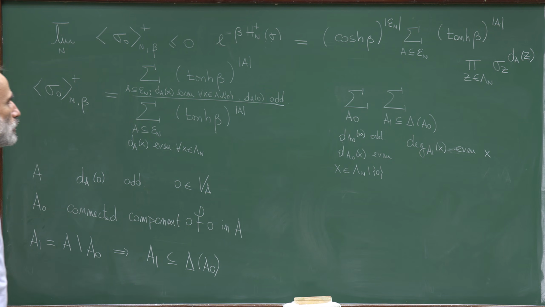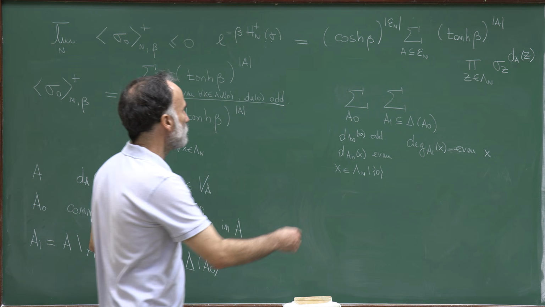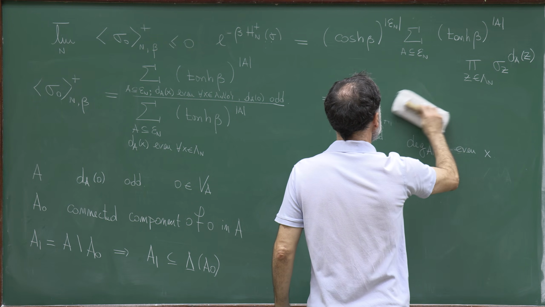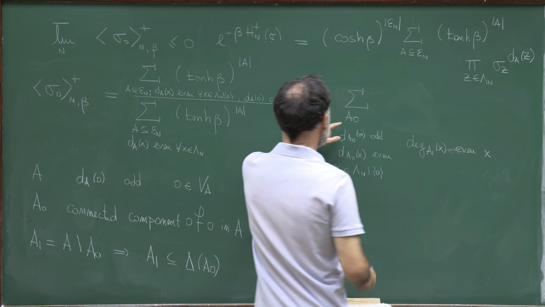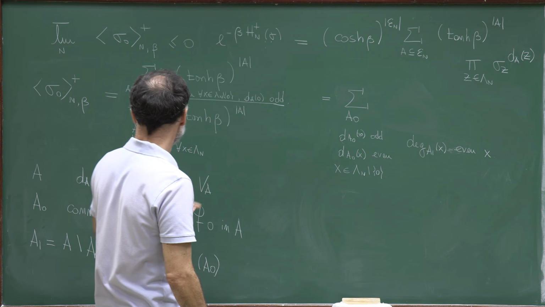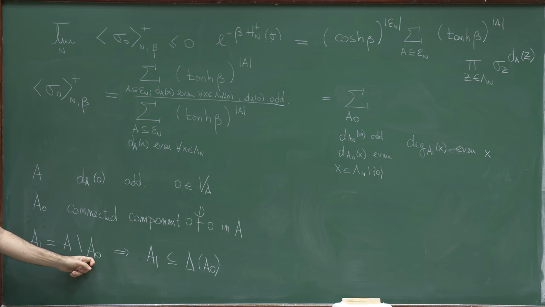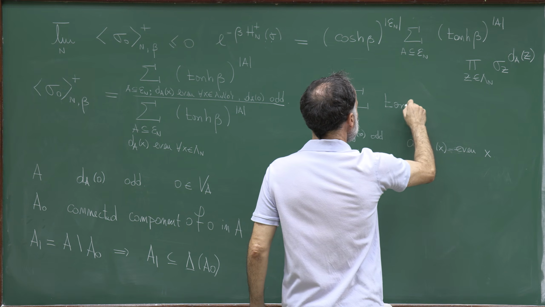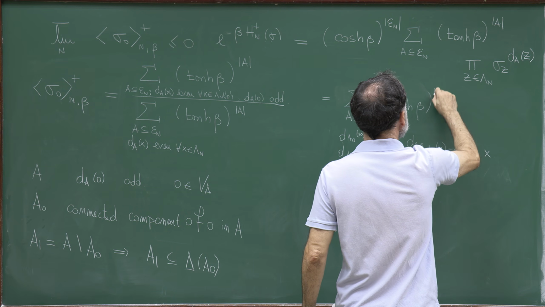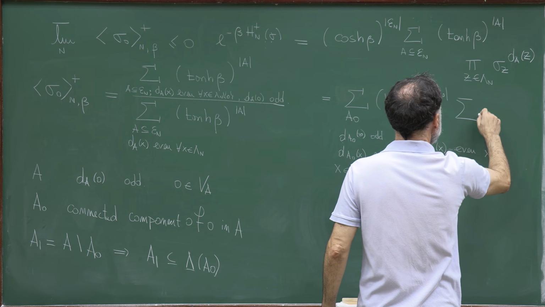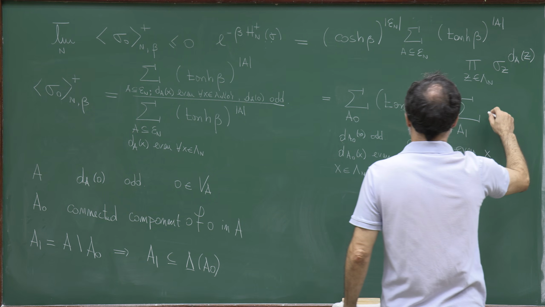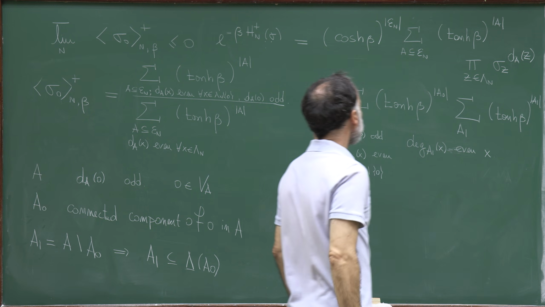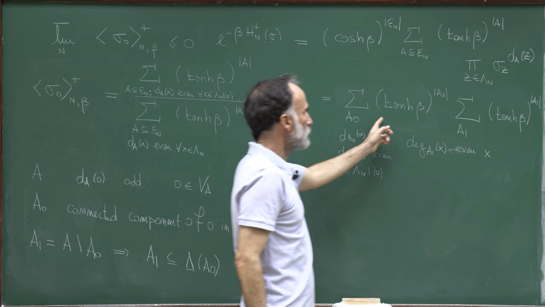So this sum in the numerator is equal to this sum, and I can arrange it. Since A is equal to A1 union A0, the number of edges in A is just the number of edges in A0 plus the number of edges in A1. So I can rewrite that expression as the product of these two.